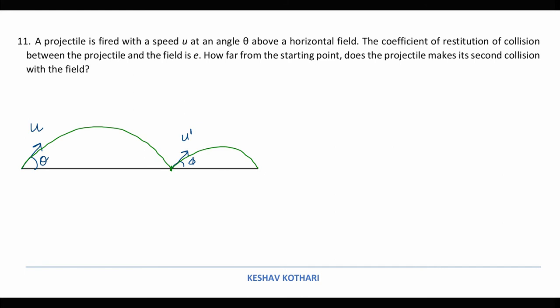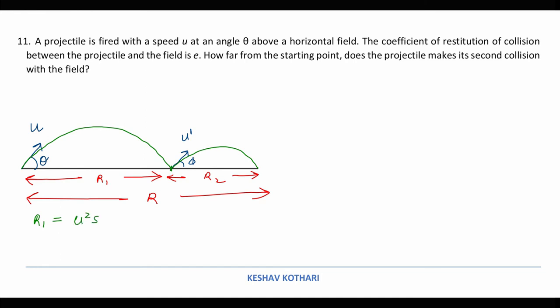So we are asked to calculate the total distance from the point of throw. I am calling this range R1, and this one range R2, and we are asked to calculate the total value of R for this expression. If I write the equation for R1, from the results of projectile motion, I can simply write it as u square sine 2 theta by g. So this is going to be our expression for the first range, that is R1, u square sine 2 theta by g.